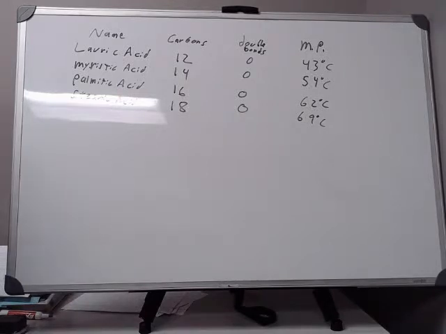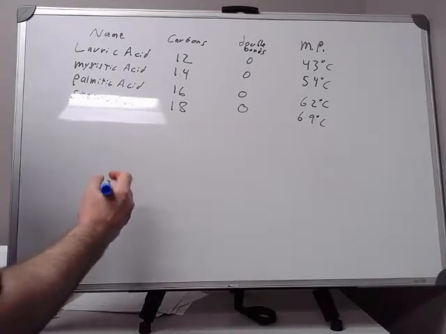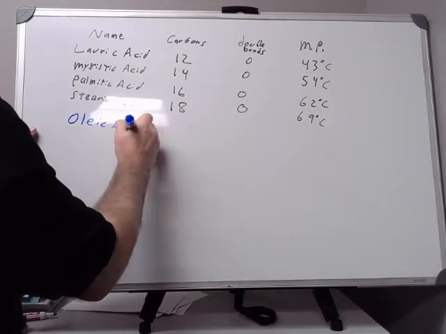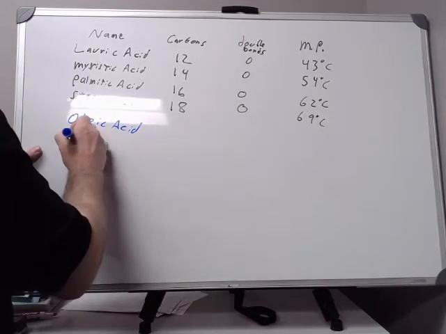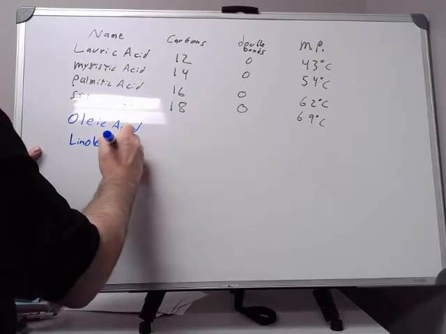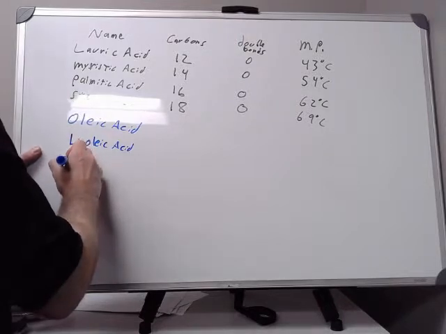Now, unsaturated fatty acids typically have double bonds that will lower the melting points. And so now we'll look at some unsaturated fatty acids, and I'll draw those in blue. We have oleic acid, linoleic acid, and linolenic acid.